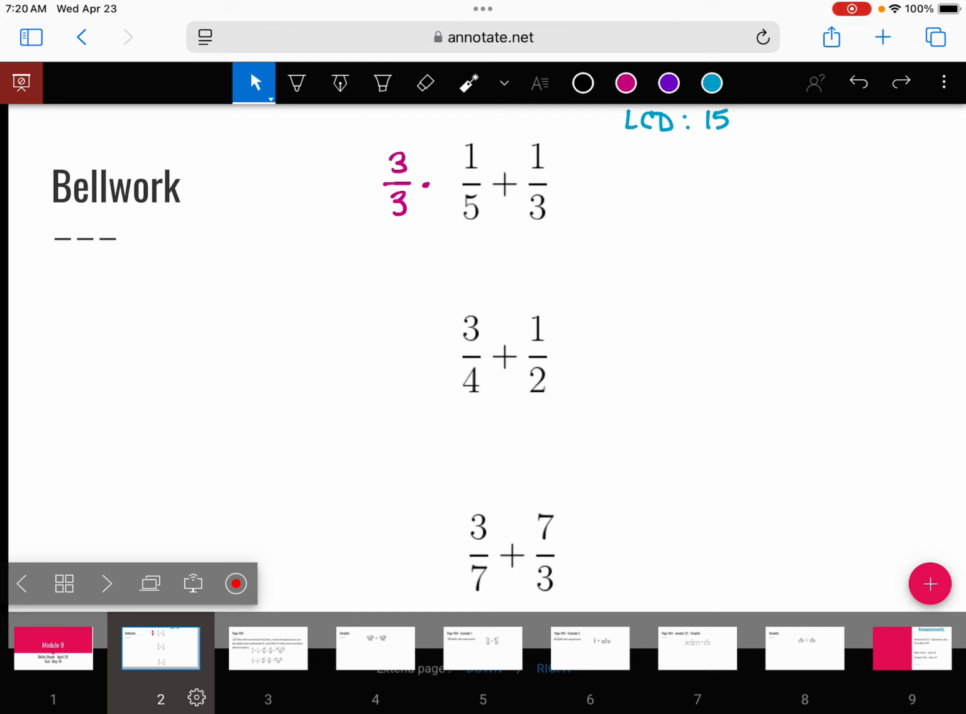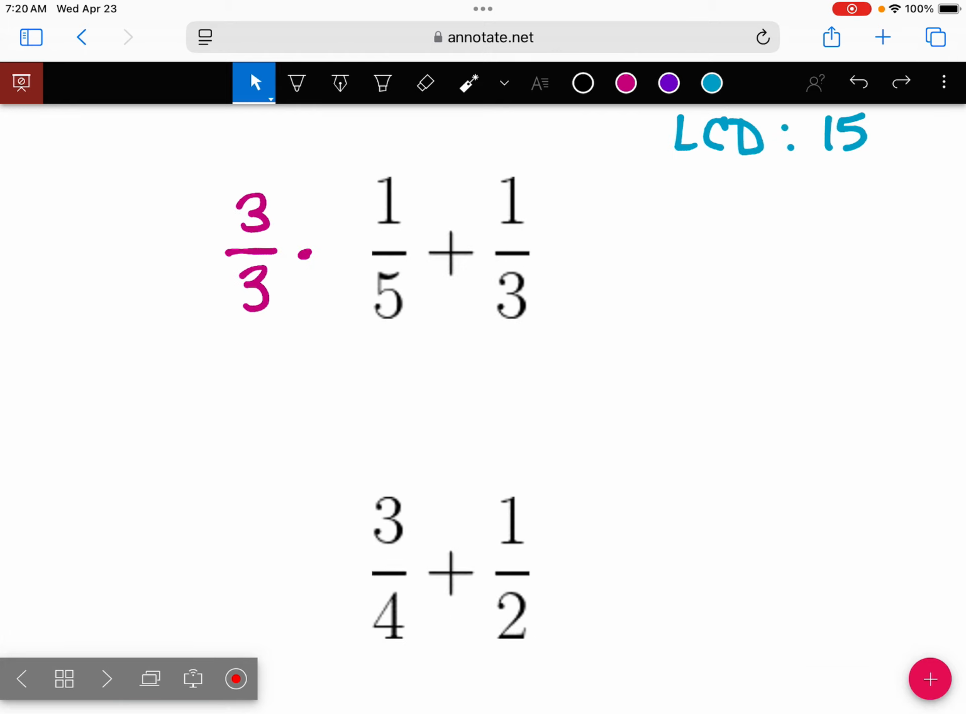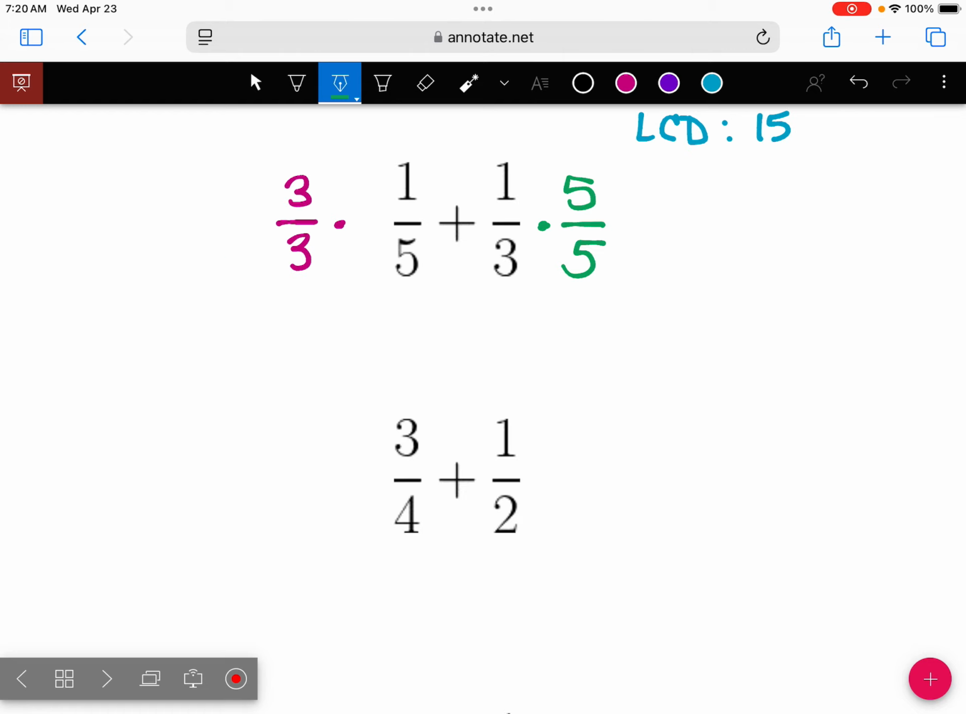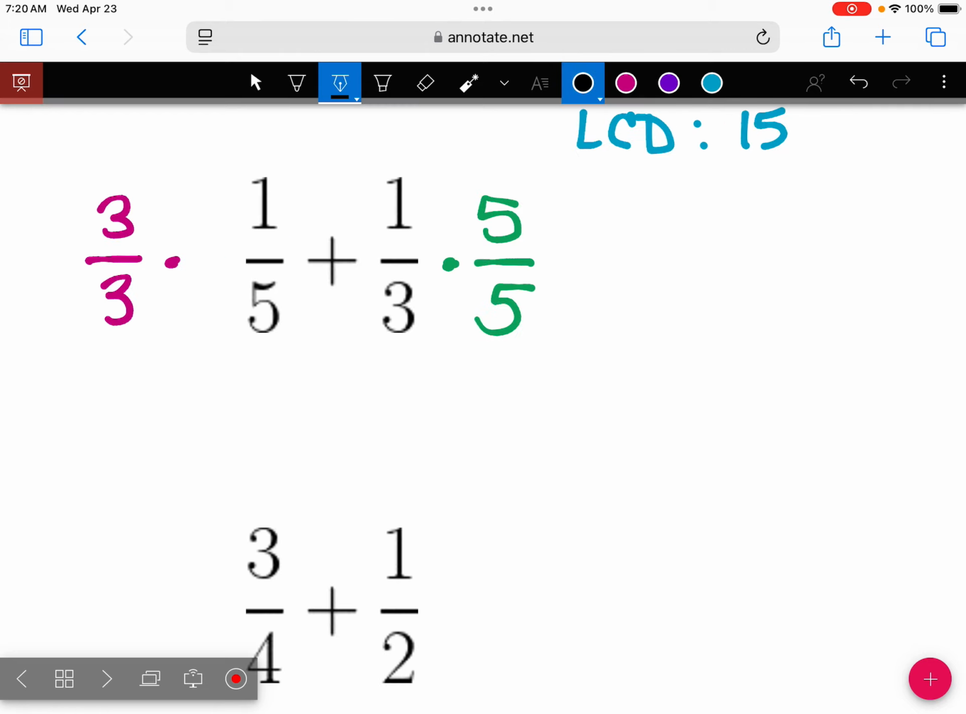So to get our 1/5 to be with a denominator 15, I can multiply it by 3/3 or 1 that just looks weird. So for my 1/3, we have to do something real similar. We need to multiply it by a funny looking 1 that's going to get us to that common denominator. So our funny looking 1 is going to be 5/5. So we do both of these fractions to be able to get them to have that common denominator.